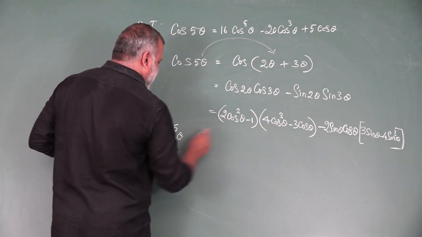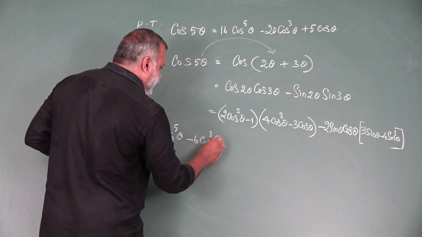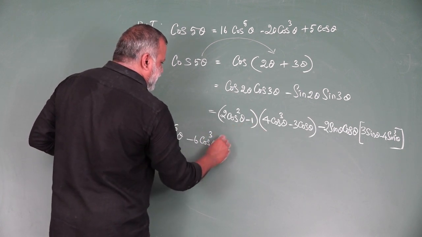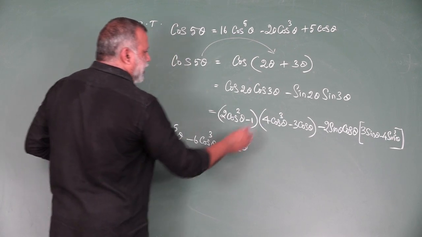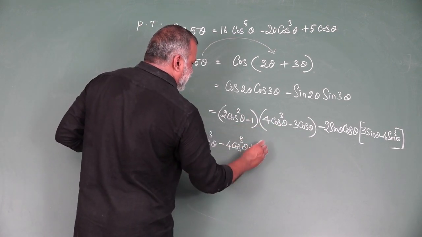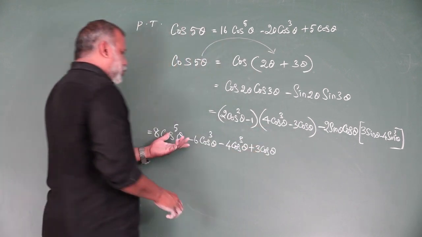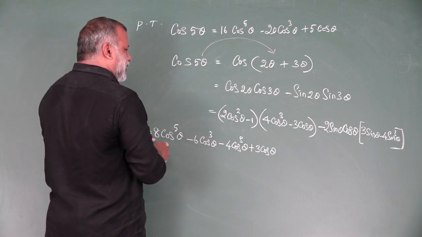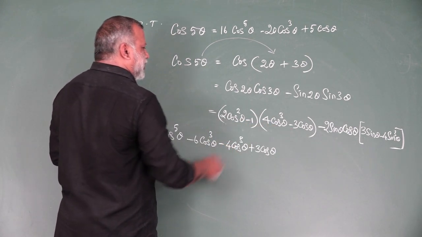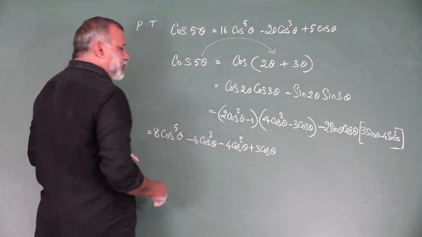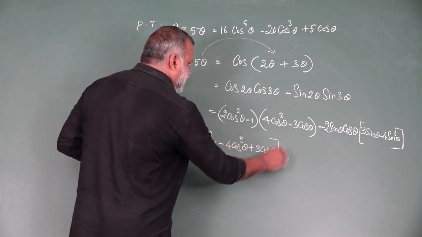Again minus 6. Cos squared multiplication with the cos, we get cos cube. This one is multiplication, minus 4 cos cube. Again one is multiplication with plus 3 cos theta. This is the multiplication of these two brackets. 8 cos power 5 theta. Again 3 2s are 6 cos cube theta. Minus 4 cos cube theta. Negative into negative becomes positive 3 cos theta. This is the first bracket.